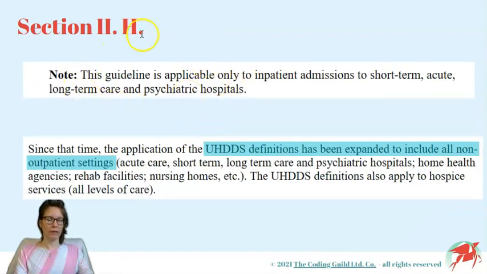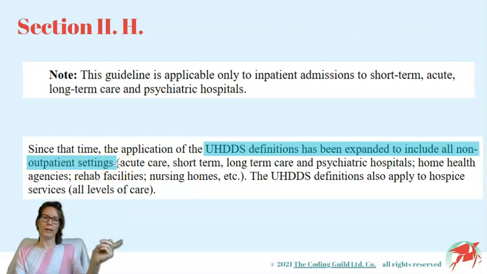We also have a note here under Guideline H to remind us that this guideline is applicable only to inpatient admissions to short-term, acute, long-term care and psychiatric hospitals. Why this extra clarification? Because under Section 2 General Guidelines, it was stated that the Uniform Hospital Discharge Dataset definitions has been expanded to include all non-outpatient settings.